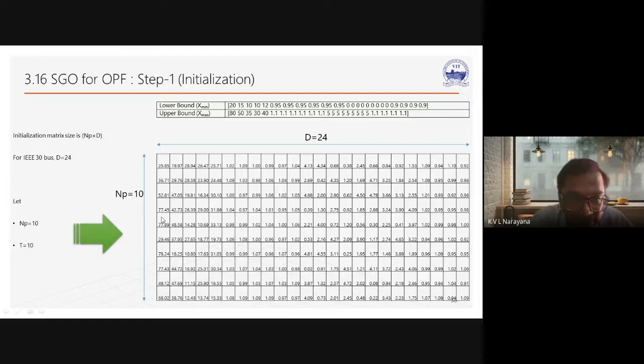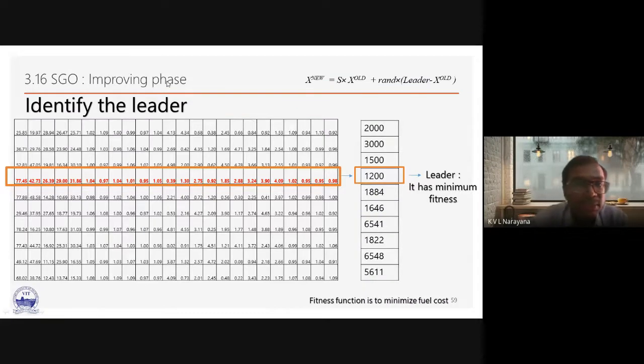We have considered initially there are 10 solutions for the given problem, 10 different combinations of the decision variables to minimize the fuel cost, which is the objective. Right. So this is the first step, the initialization of the SGO. The second step is called the improving phase. The second step involved in the SGO is identifying the leader.